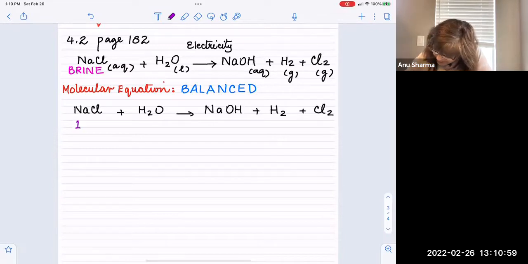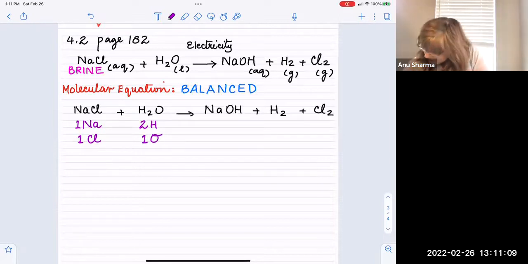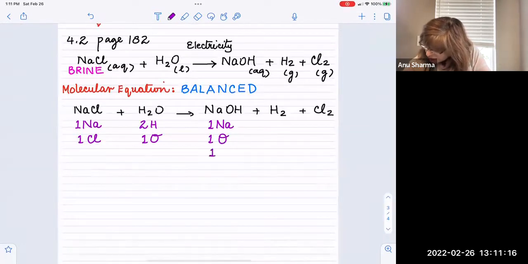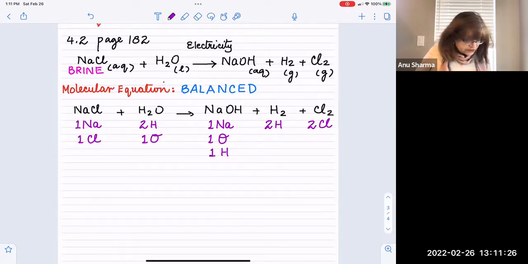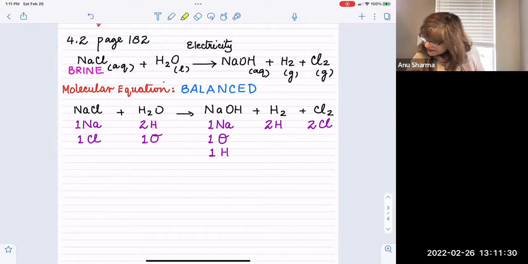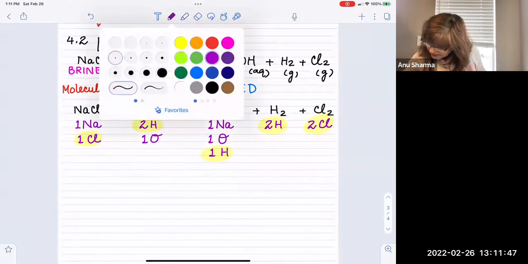So here we have one sodium, one chlorine, two hydrogens, and one oxygen. This gives you one sodium from the hydroxide, one oxygen, one hydrogen, and here you have two hydrogens and two chlorines. Okay, so here we are going to add, because see what is not balanced. Two chlorines here, one chlorine here, obviously not balanced. And if you look at the hydrogens also, hydrogens are two here, but here it is 2 plus 1, 3 hydrogens, so not balanced. So let's balance the chlorine first.